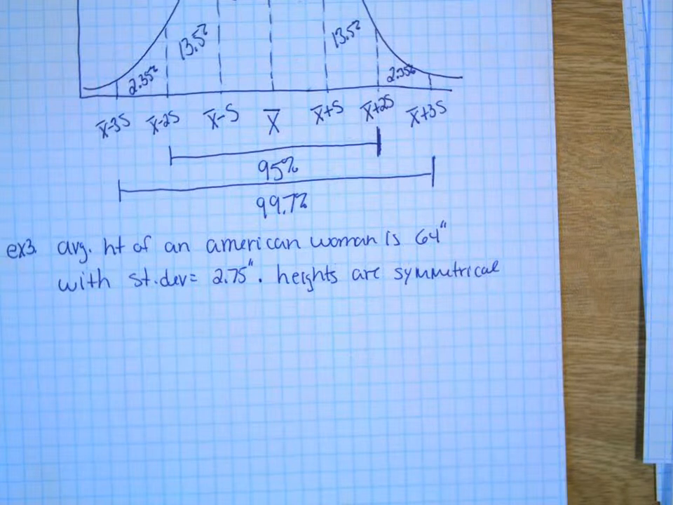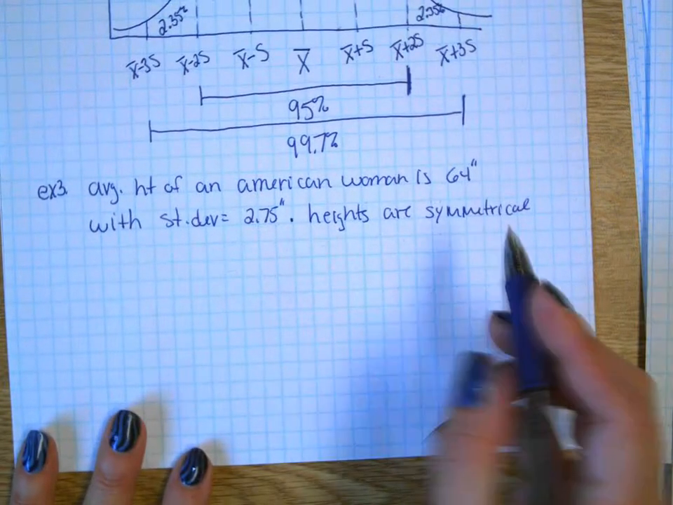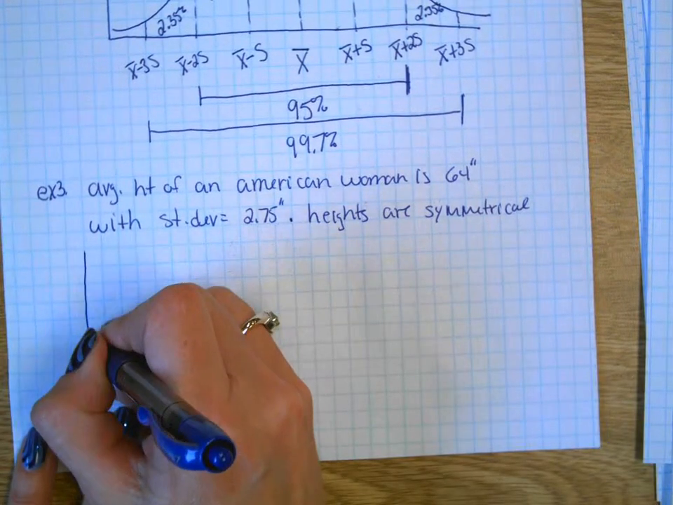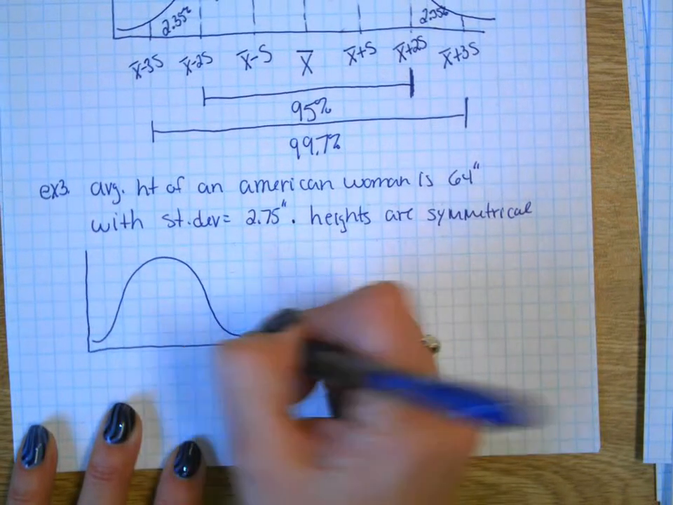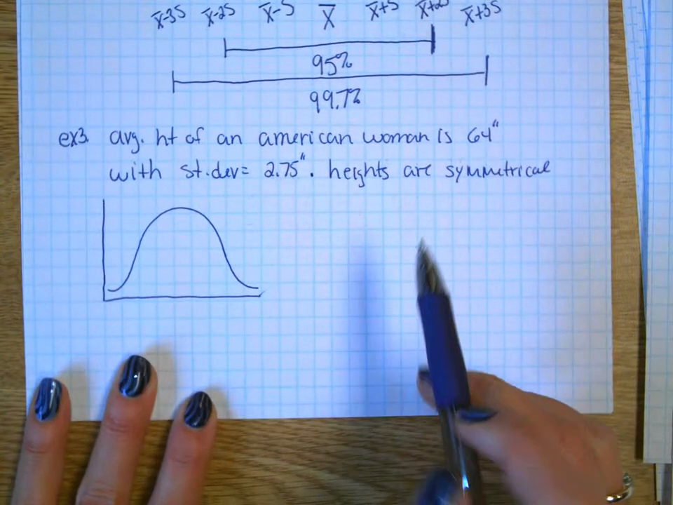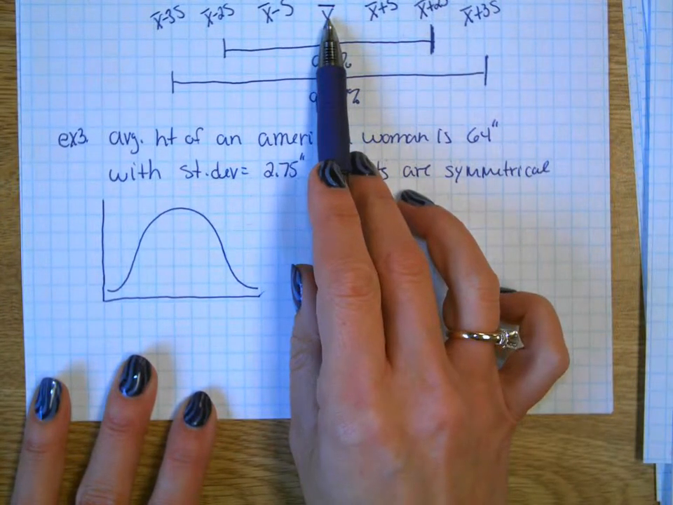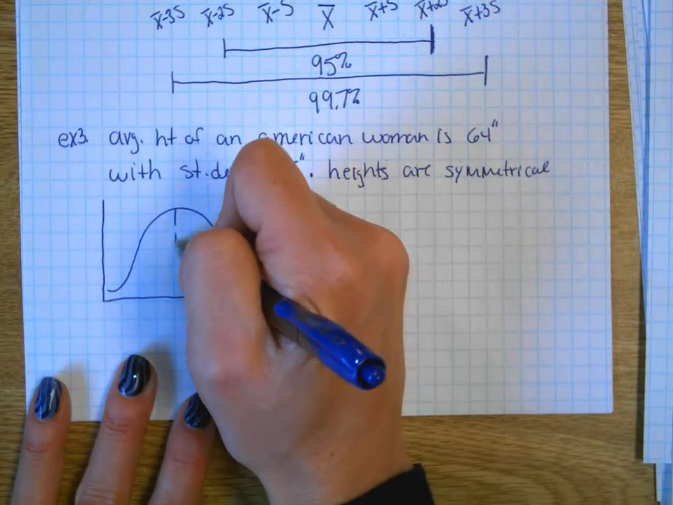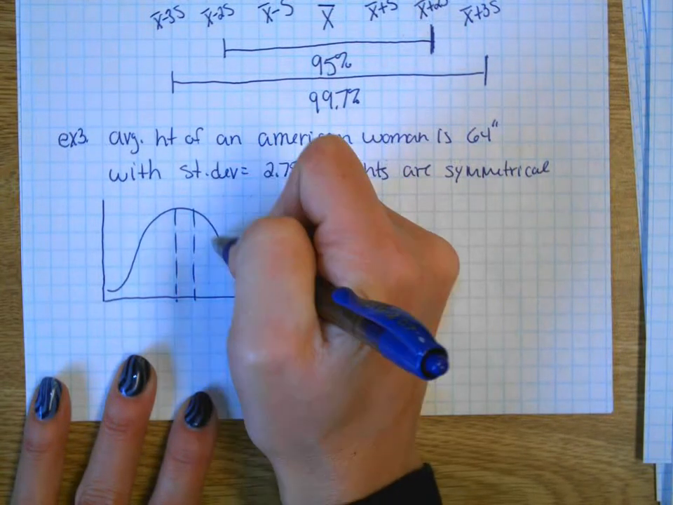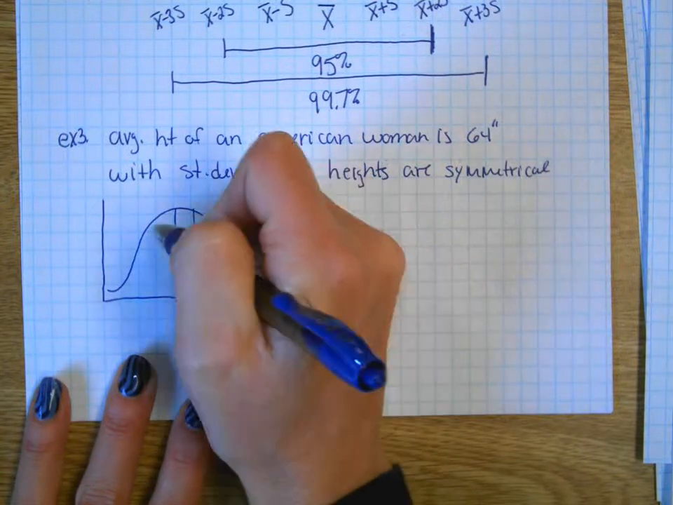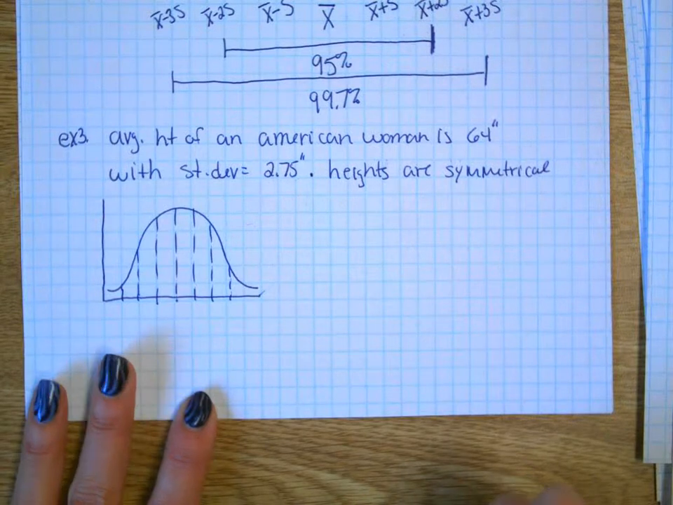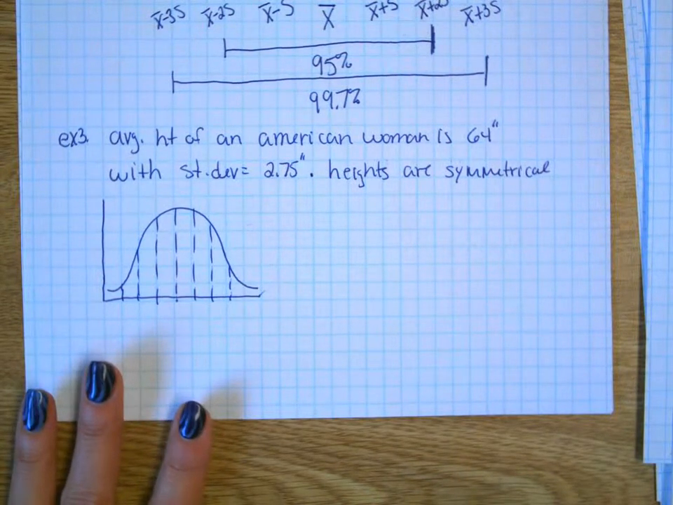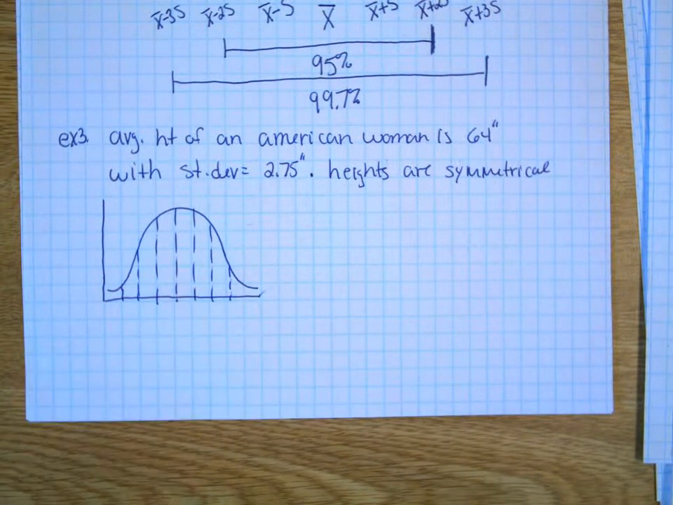So this graph doesn't have to be as big. I know that they're symmetrical, so I just want a little graph that's symmetrical. And I want those 7 values marked off in here. You've got your middle one, and then the 3 above, and then your middle one, and the 3 below. So there's 7 key values that we want to talk about.